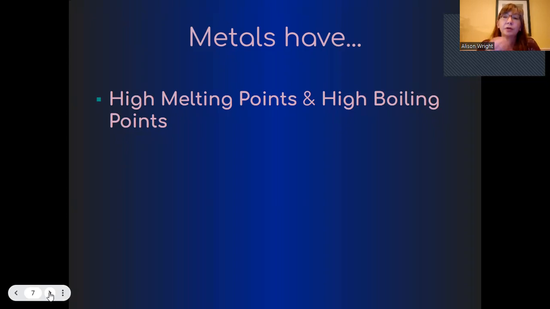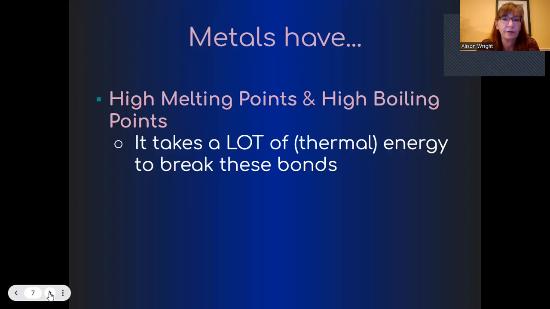But for the most part, you have to get metals very, very hot in order to melt them, in order to break that metallic bond and allow the positive ions themselves to move about freely. Okay, it takes a lot of thermal energy, right? A lot of heat. You have to get it really hot.